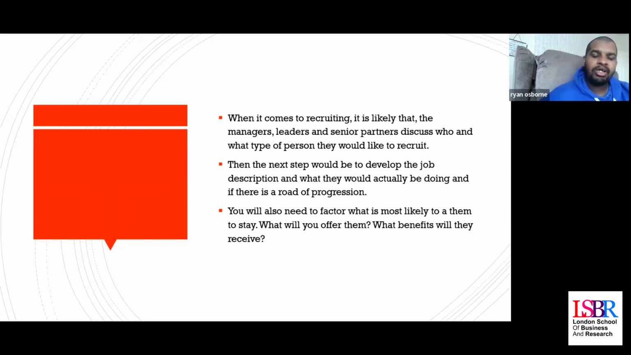So you've got to look into the factor of what is likely to make them stay. What are you going to offer them? Can you offer them training? Can you offer them a chance to shadow certain leaders? Would they be involved in meetings? What can you offer them that will attract them to stay with the particular company? And in job descriptions as well, what benefits can they receive?